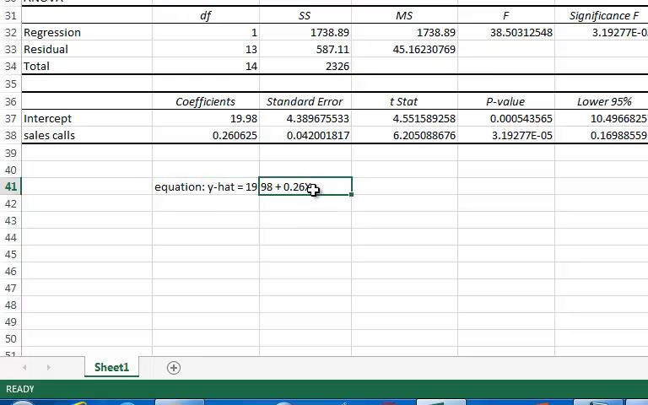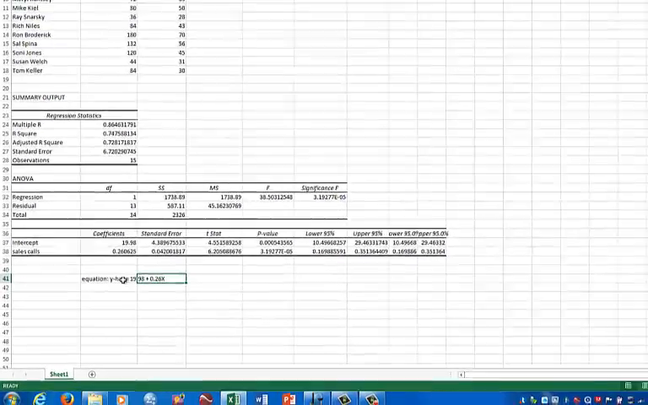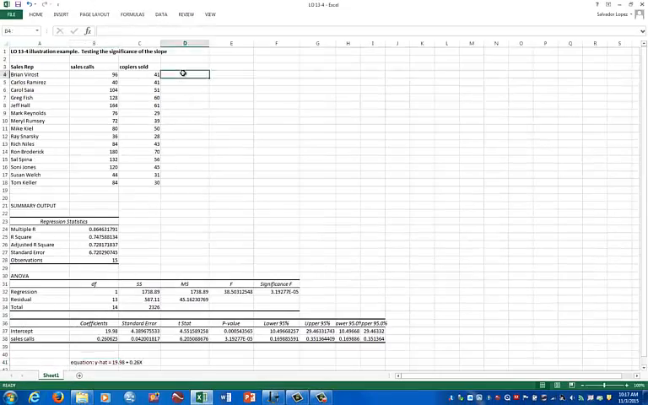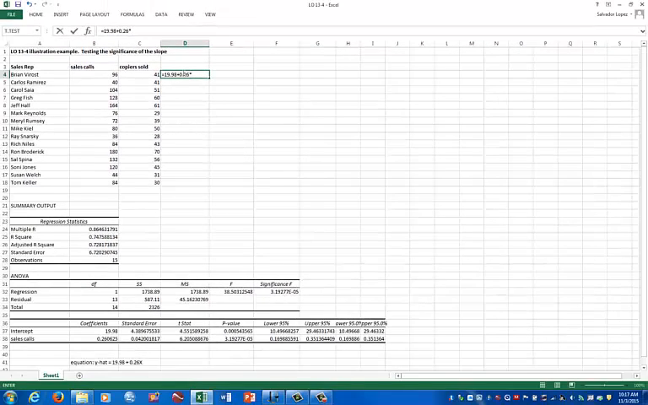So if you substitute any value of x in this equation, you predict the value of y. So let me put that formula here in the simple version: equal 1998 plus 0.26 times x. But x can be any value, but I'm just going to select all the known x values that we have from the sample, which are, in this case, the first one is B4, the 96 calls. So if I hit enter, I get a predicted value for copies.